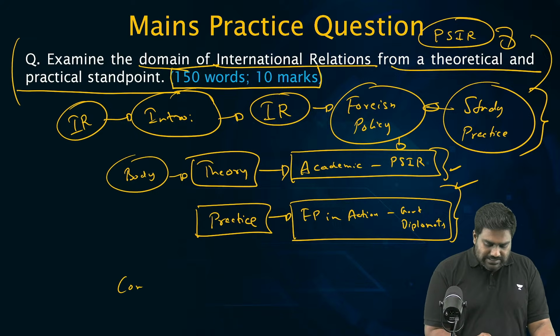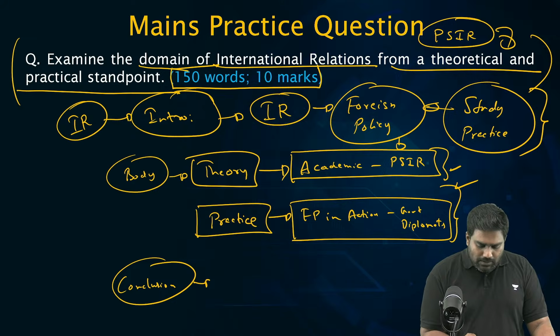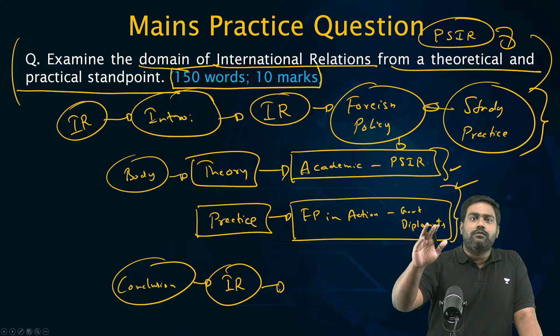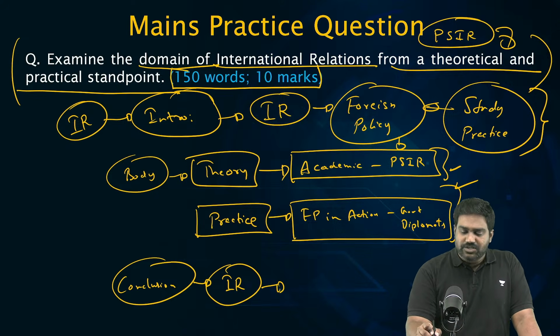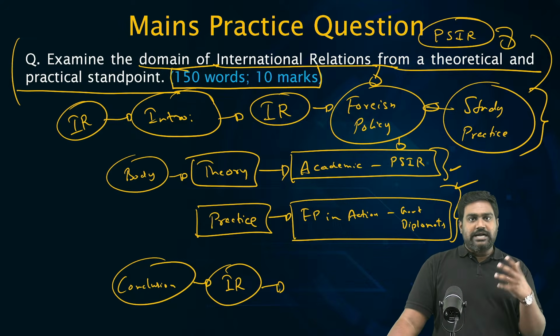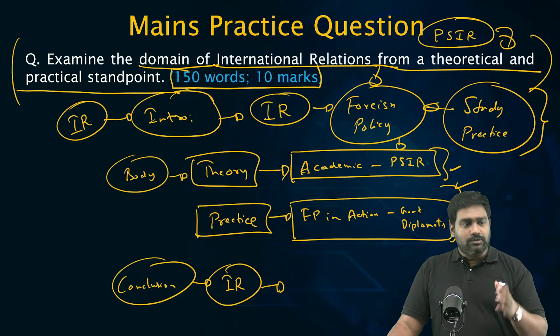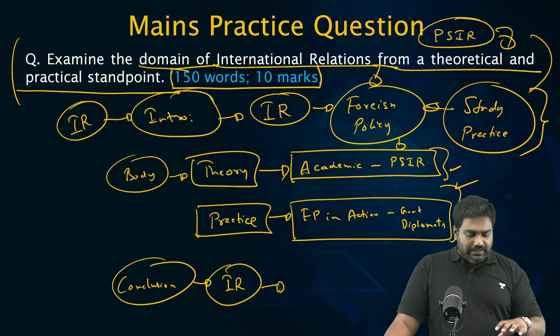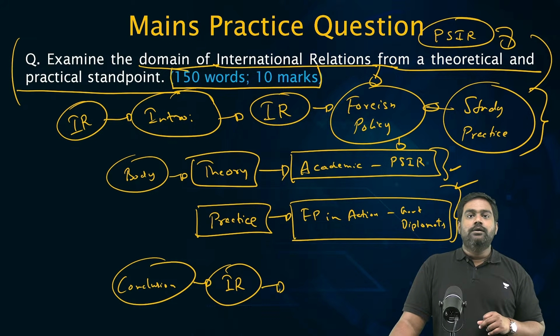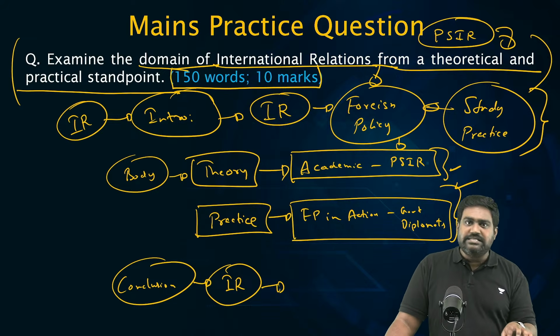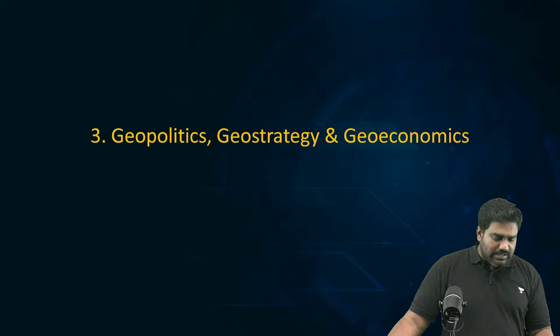And then conclude your answer. What will you talk about in the conclusion? Talk about the world of IR. Give a way forward of sorts, that how as an academic discipline, IR is important to understand global geopolitics, and explain why foreign policy in action is important to protect the interests of the nation. You basically connect your introduction with the conclusion so that there is a complete circle which is formed, right? So it's a 150 word answer. Keep it very simple and straightforward. And I'm sure anybody who's understood the topic will be able to write a decent answer for this question. Now let's move on to the next topic.